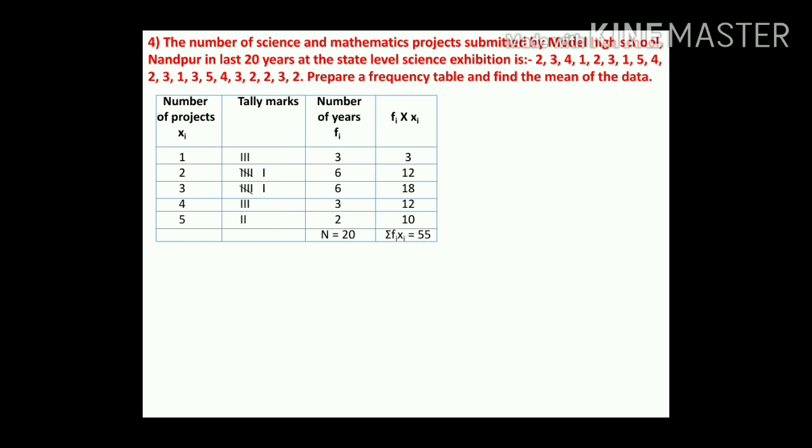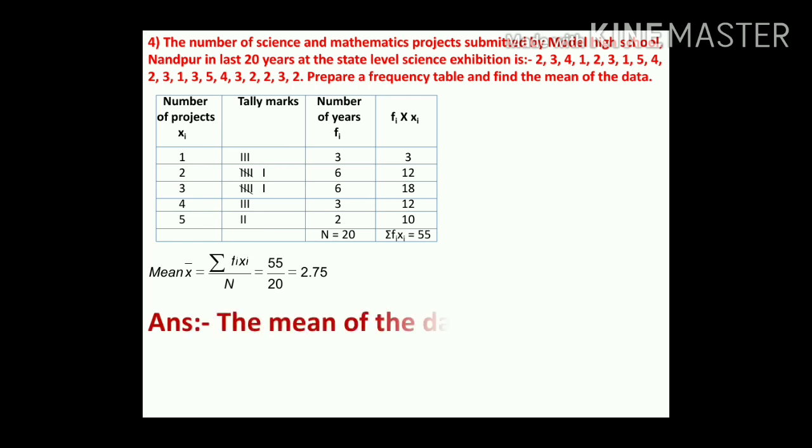Now fi into xi, we have to multiply frequency and xi. So we get 3, 12, 18, 12, 10. Now we have to do the total of all these numbers, we get 55. Now we use the mean formula. What is the mean formula? Mean equals summation fi xi upon N, 55 upon 20. Here we divide, we get 2.75. The mean of the data is 2.75.